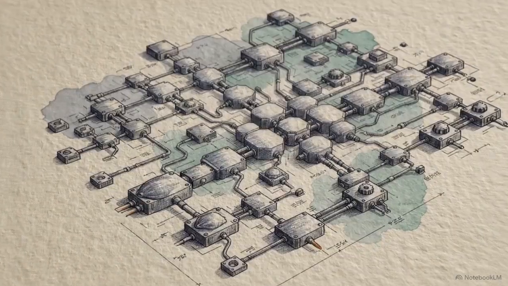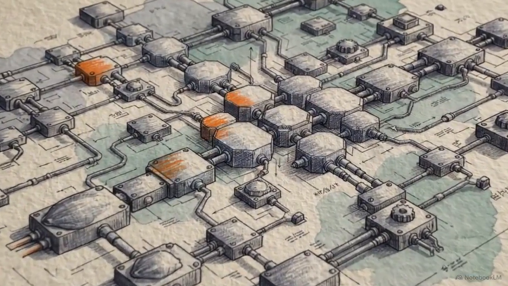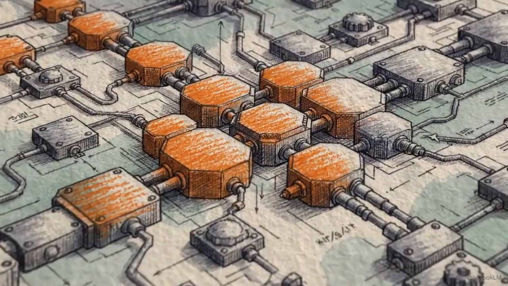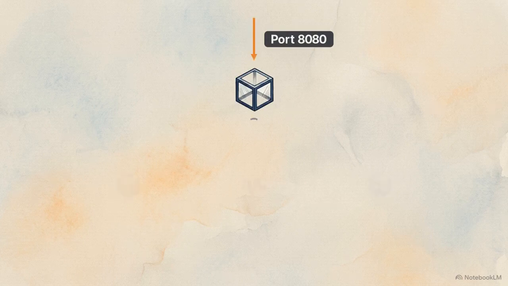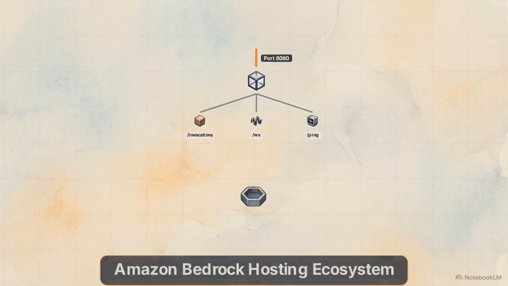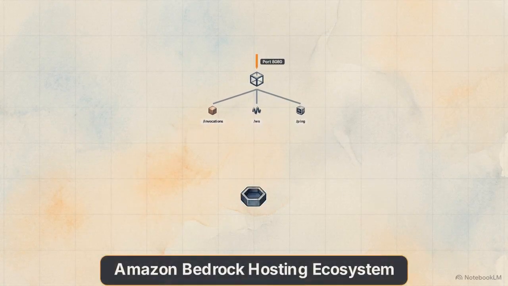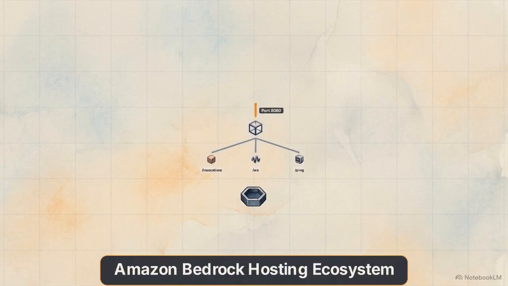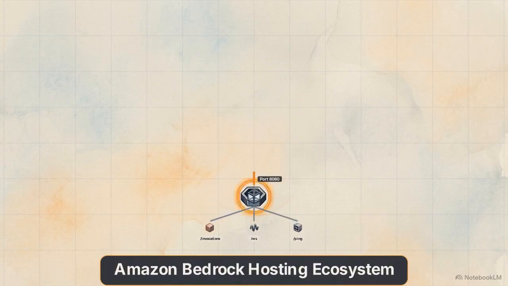We have now completely mapped the entire container topology, from the hardware constraints to the specialized routing logic. This completed model shows architectural efficiency. A single port 8080 manages API calls, WebSocket tunnels, and health monitoring simultaneously. By adhering to the contract's specific paths and lifecycle events, this custom logic perfectly integrates, locking into the managed Amazon Bedrock hosting ecosystem.